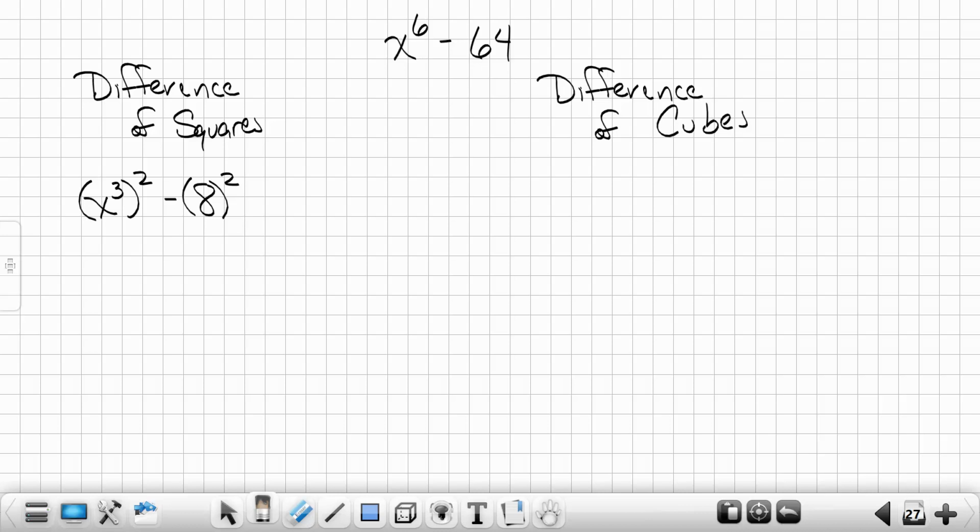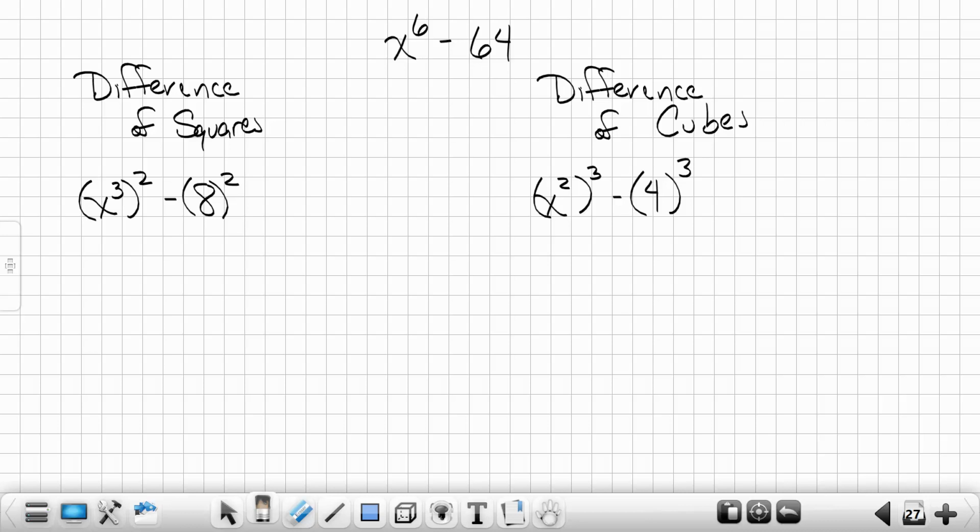Okay, x to the 6th is what cubed? X squared. X squared cubed, that's still x to the 6th. 4 cubed, that's still 64. Both of these, I'm factoring them simultaneously, side by side in front of you guys.